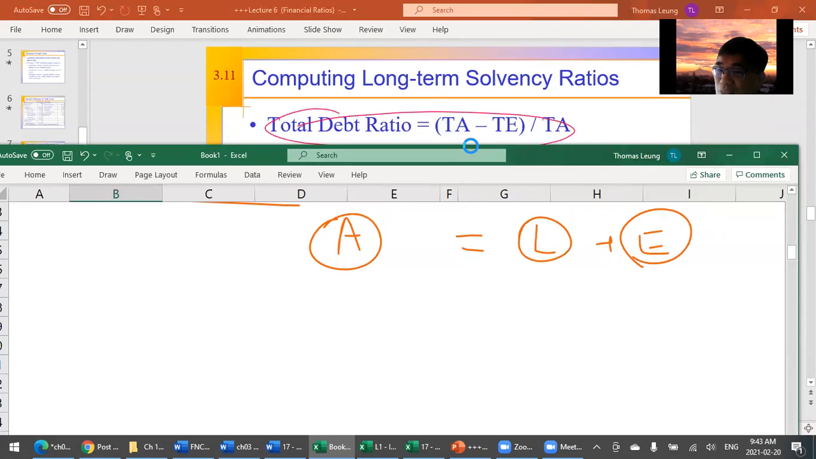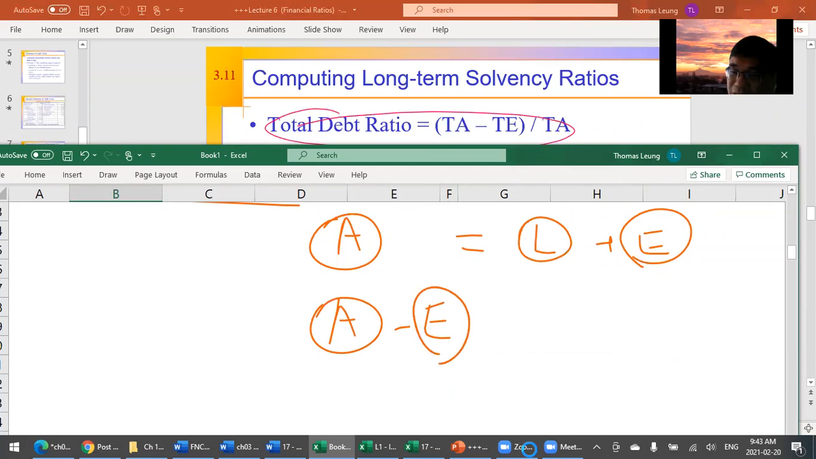TA, A is asset. TE, E is equity. A minus E is what? If you move E to the left, then you minus E, agree or not? Now, this is mathematics, right? It's simple mathematics. If you're moving E to the other side, you need to deduct, right? So A minus E is liabilities, actually. Yeah, making things a little bit complicated, really, okay?